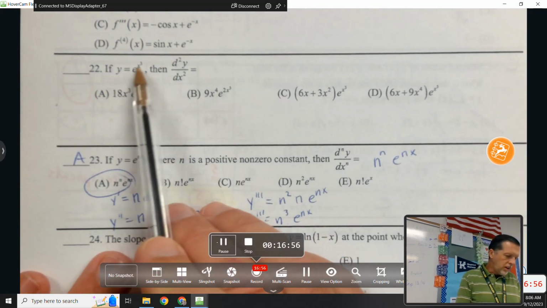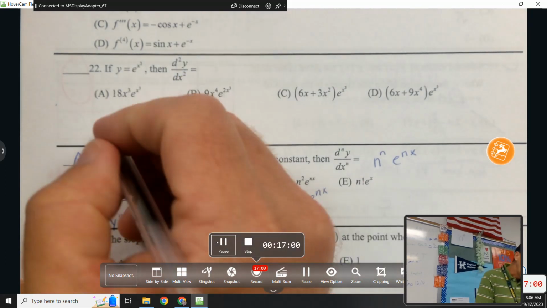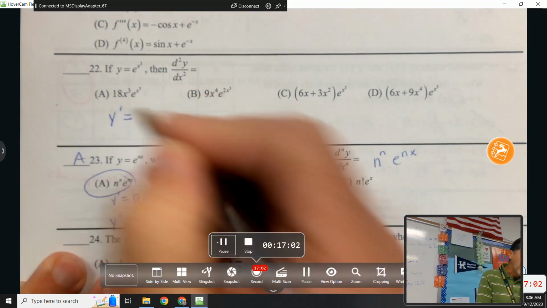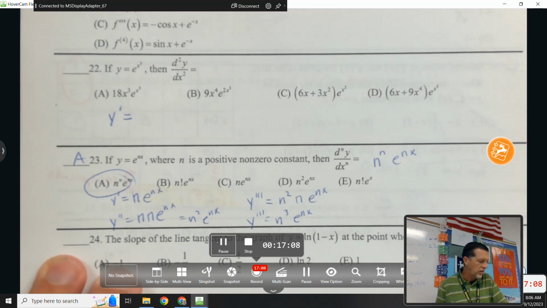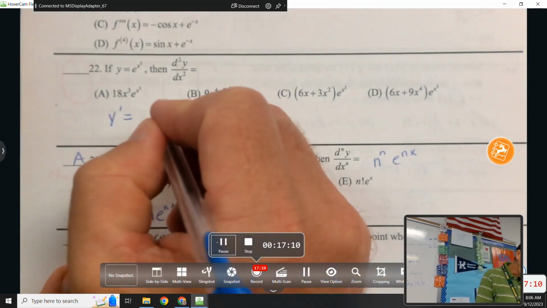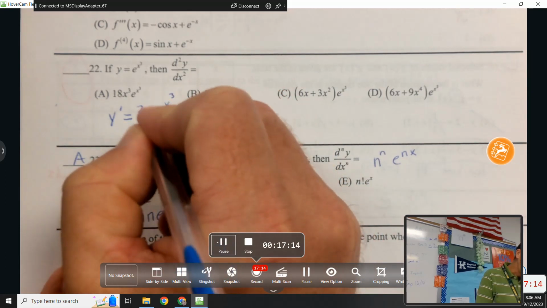And then number 22. If y equals e to the x cubed, find the second derivative. Again, there's no magic to finding a second derivative. You can't get there without finding the first derivative. So let's find the first derivative. So that would be e to the x cubed times 3x squared.